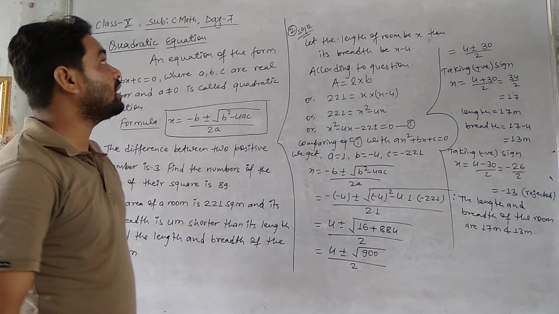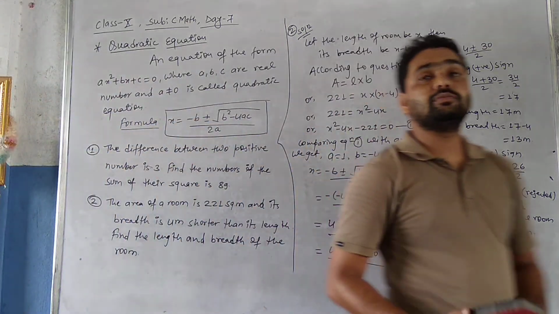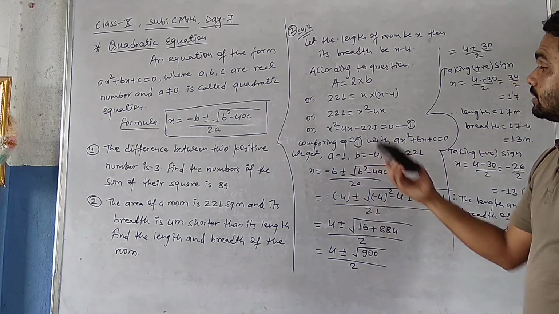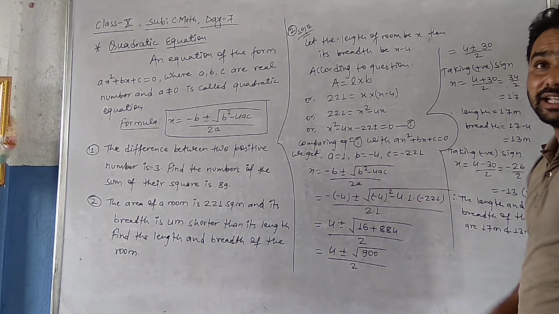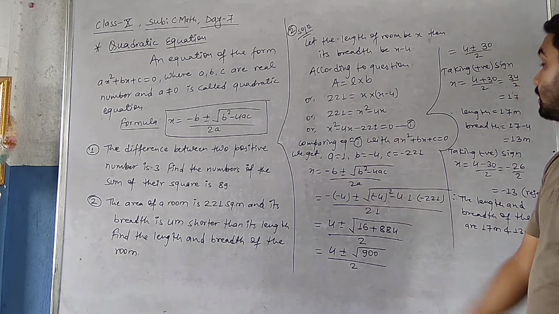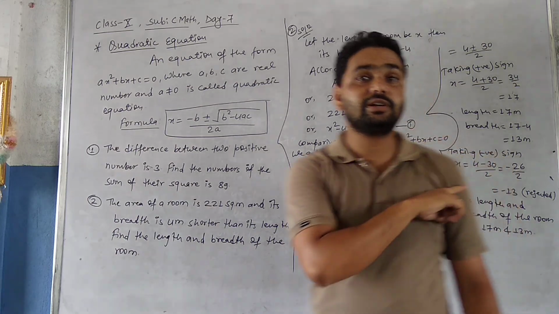Now this is the way we solve this quadratic equation. If it is impossible to solve by the factorization method, then just apply the formula method. For that we first compare the equation on the basis of the quantities, then we apply the formula, and we simply take the positive sign first and then the negative.